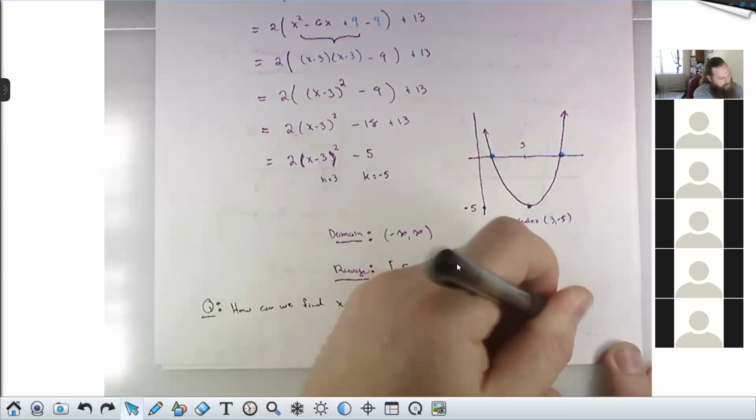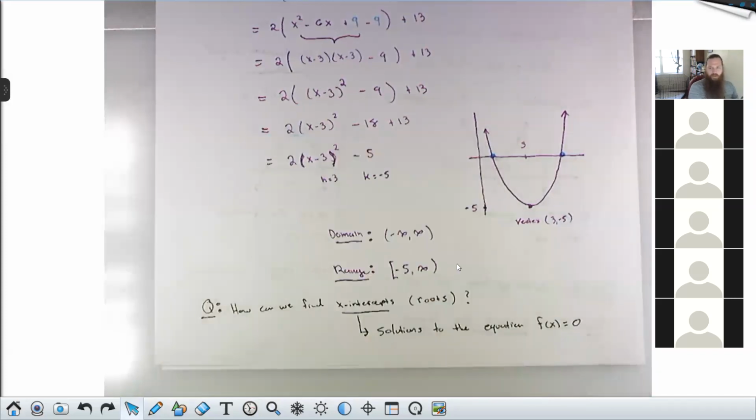F of x equals 0. So you take the whole function and set it equal to 0, and then try to solve that equation. That's certainly true. But then solving that equation can be a little bit tricky.